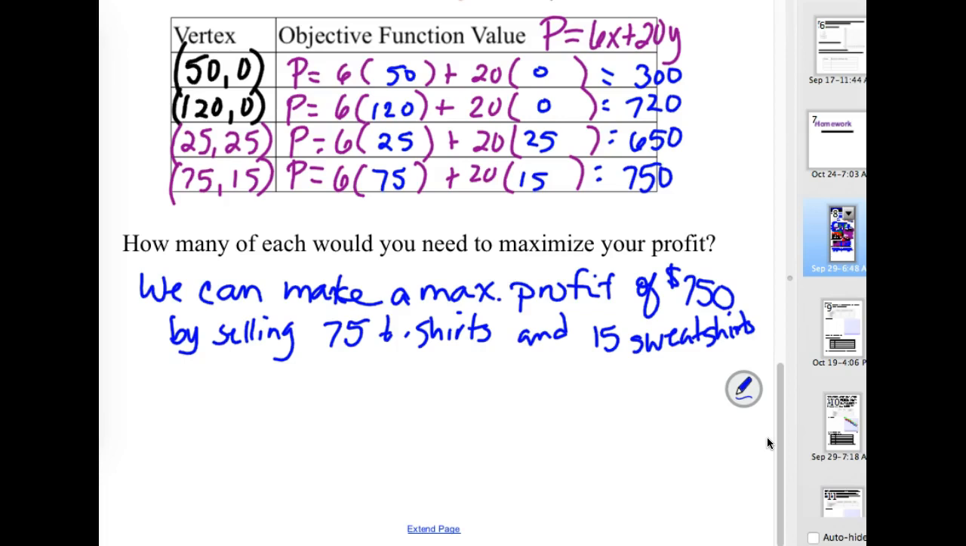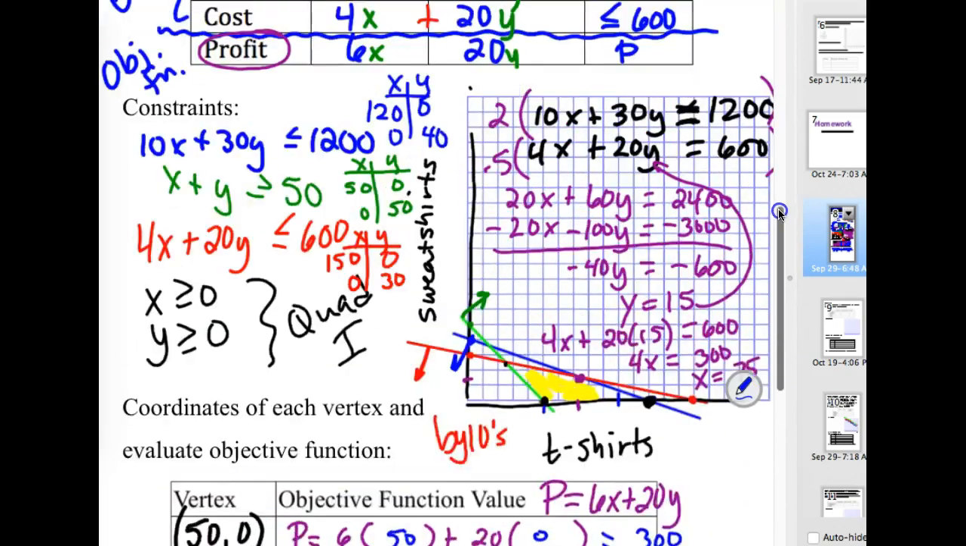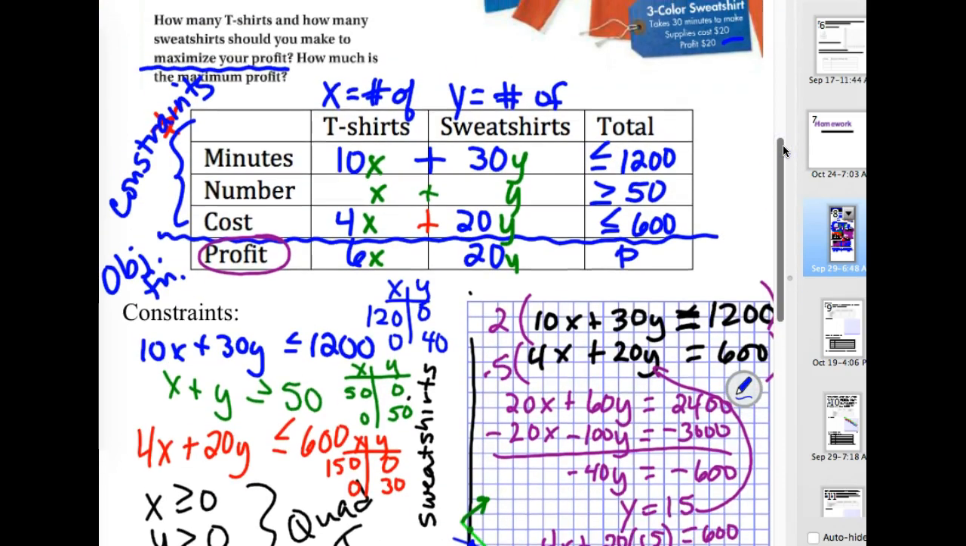The next example, we're not going to do the whole thing. It's just telling you we're going to make one slight change to this problem. What is the change they said? What if it only takes us 20 minutes to make a sweatshirt? So going back up to our chart here, we would be changing this 30, right, to a 20. So my top one, which in my case is my blue inequality, my blue line would change.